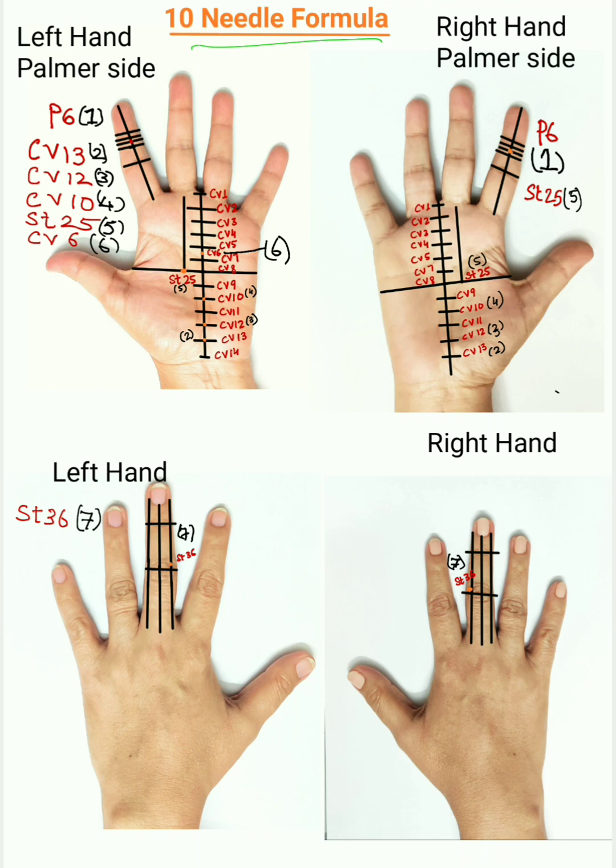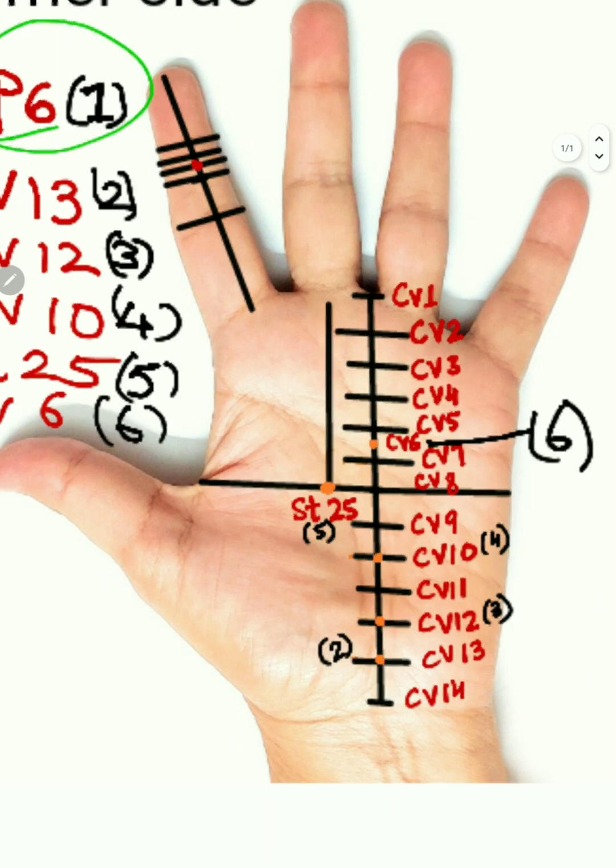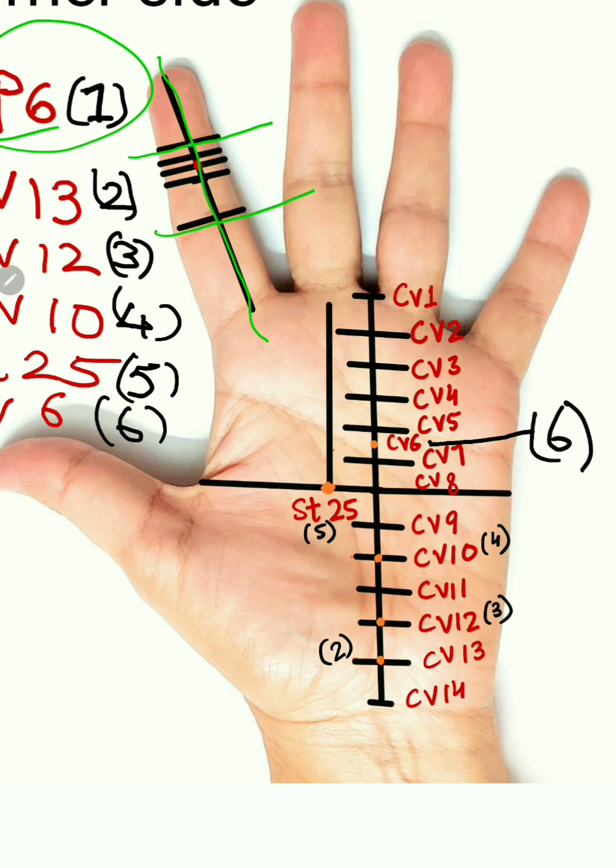So the very first point that we need to plot is P6, that is pericardium 6, and this has to be plotted on both the hands. So for that, on the index finger, make a middle line, make a line on the first joint, make a line on the second joint, then in between the first joint and the second joint, make a center line and make equal lines in between. Then at this intersection, we have pericardium 6.